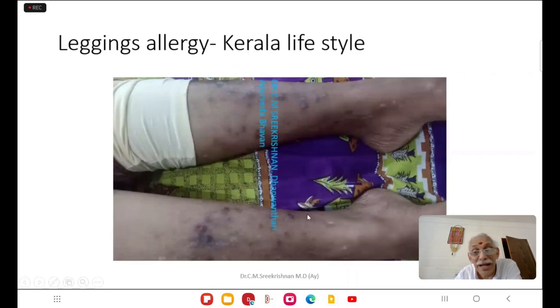So the leggings allergy, a Kerala lifestyle issue. Actually, leggings are supposed to be worn in the cold season. This is the uniform of Kashmir and other cold places. But in Kerala, we are imitating what others are doing. We are not scientific. I told you that education will not give intelligence. Even though we are educated and know that heat is not good, we will wear them, it's a fashion. And the polyester leggings will cause allergy like this.